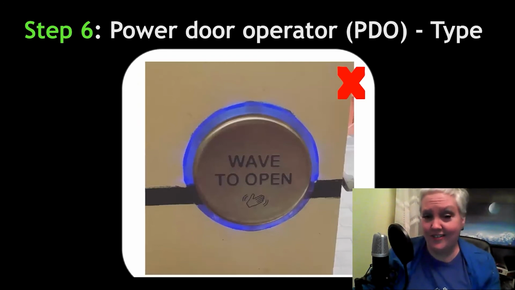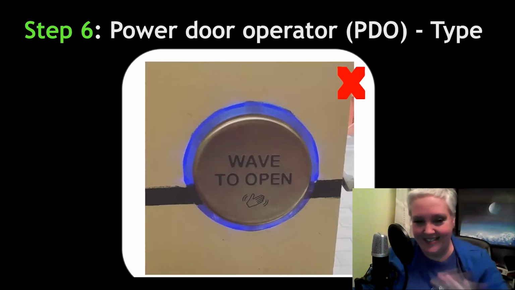And then of course, there's this next type, which is a large round power door operator, but it's a touchless one. And again, during COVID, you can see everybody's thinking, oh, this is a much better solution. It says on the button, wave to open, and it has a hand with a waving on it. What does it not have? The international symbol of access, which is required for power door operators.